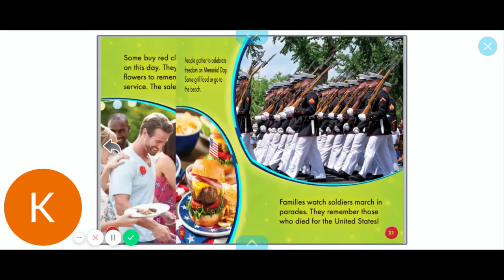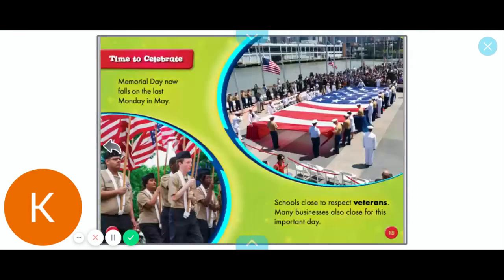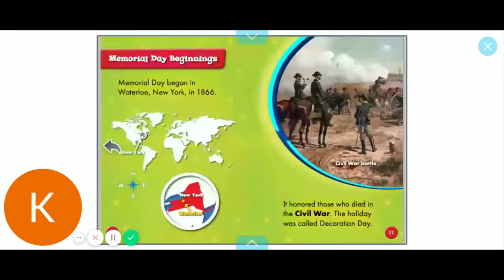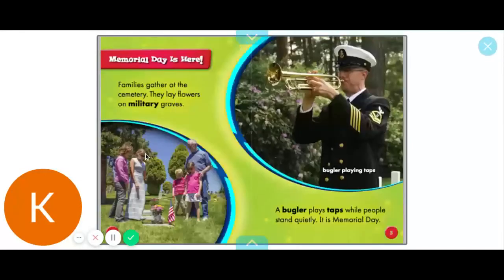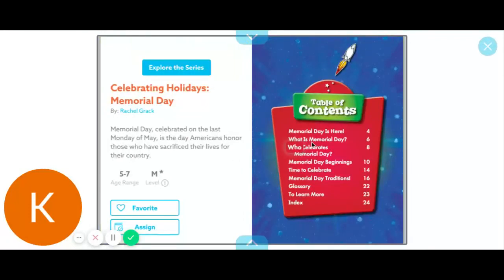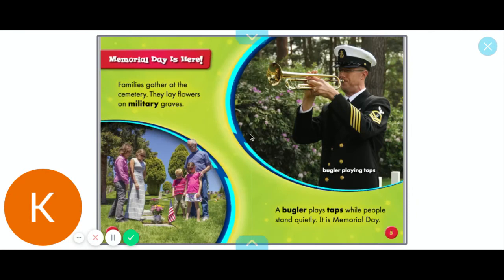So we're going to go back to the beginning and we're going to read this book and listen to some of those words that we just read about. Okay, we've got a table of contents with a lot of interesting things. So let's move on to the first page.